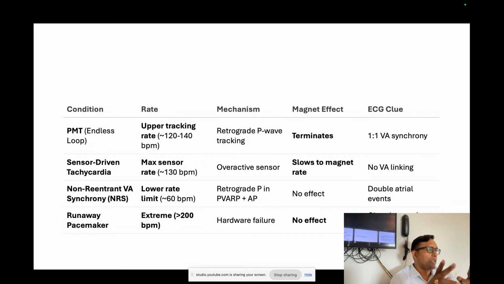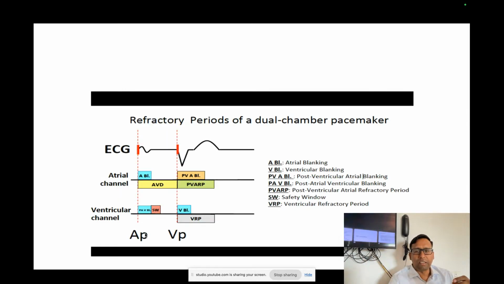So two behaviors: one is lower rate behavior, the other is upper rate behavior. Always see what is happening after a PVC. If it is a high rate behavior, PMT. If it is a low rate behavior with non-capture of the atrial activity, it is NRS. And the runaway pacemaker, I think, has been well defined.